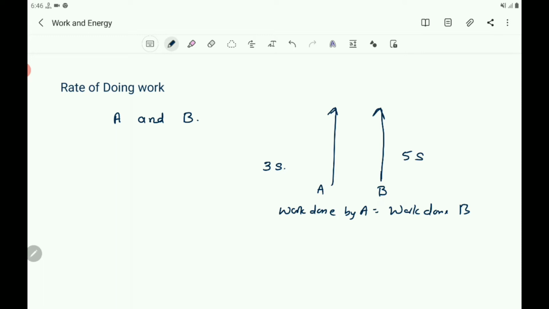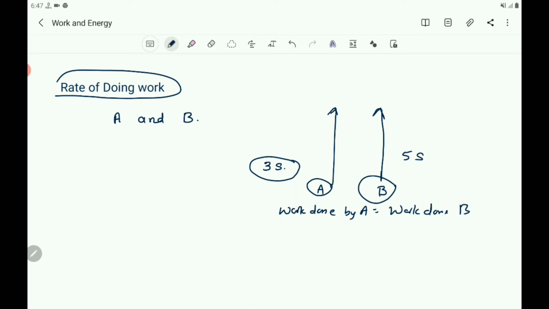So rate of doing work is more by which person here? That is by person A, because person A completes the work in less time. So this is rate of doing work. Rate of doing work is more in the case of person A and less in the case of person B. So here who has done more work in a given time? The rate means the work done in unit time. If you calculate the work done in unit time, more work is done by person A in unit time. So person A has more rate, and person B has less.